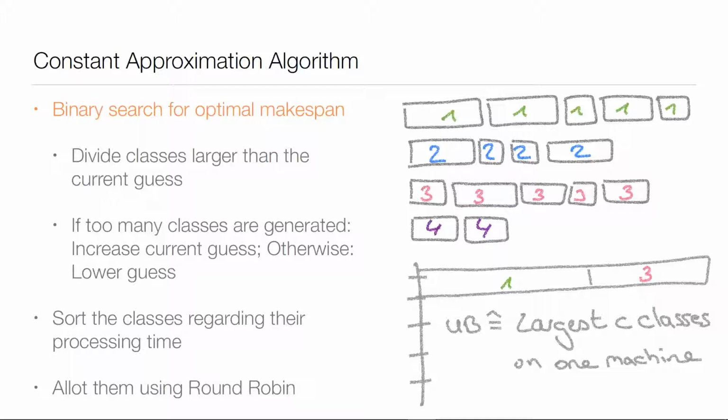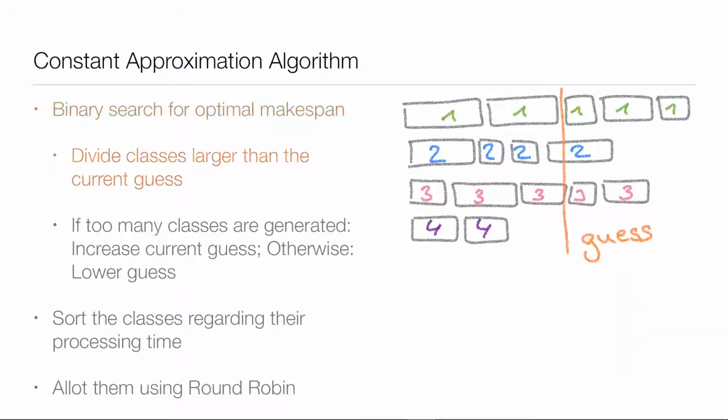Okay, let's suppose we have now found some guess. Then the next step is to divide the classes larger than the current guess.